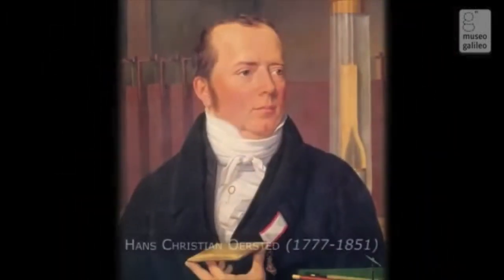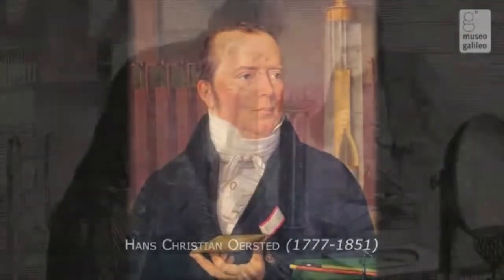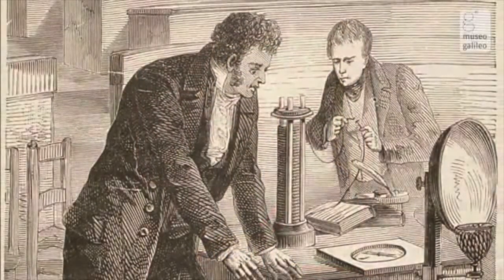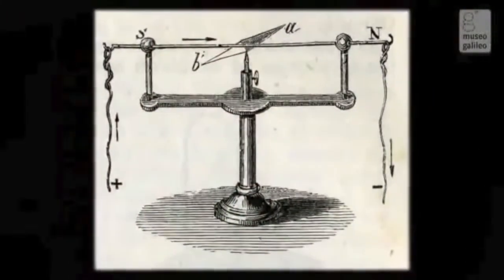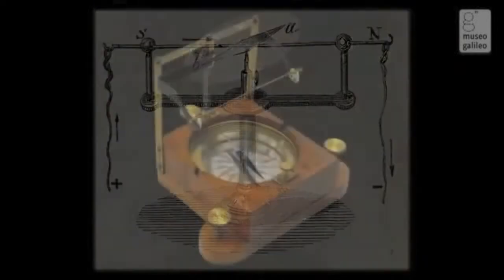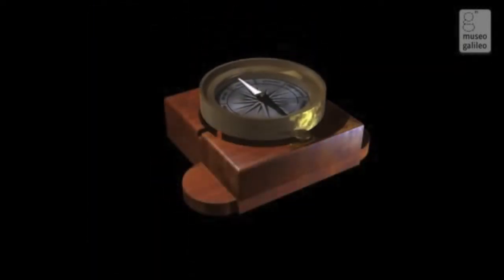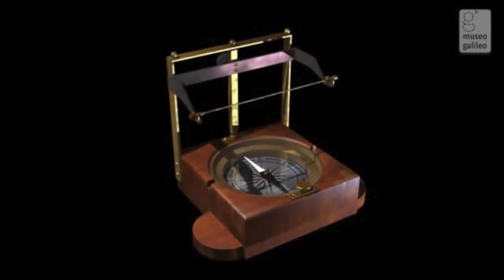In 1820, the Danish chemist and physicist Hans Christian Ørsted performed a celebrated experiment demonstrating that an electric current passing through a wire could deflect a magnetic needle. The experiment can be reproduced by means of the following apparatus. A wooden base carries a magnetic compass. A brass frame above the compass holds a thick copper wire with a small clip at each end.